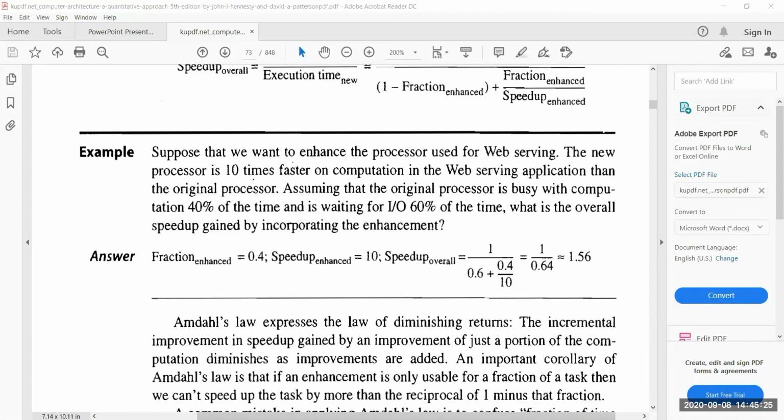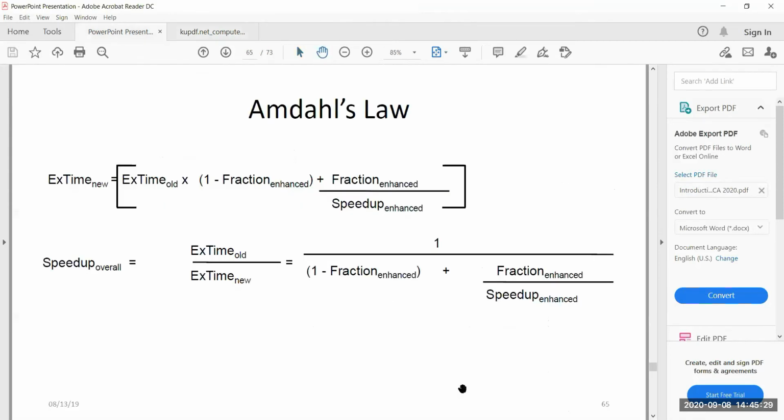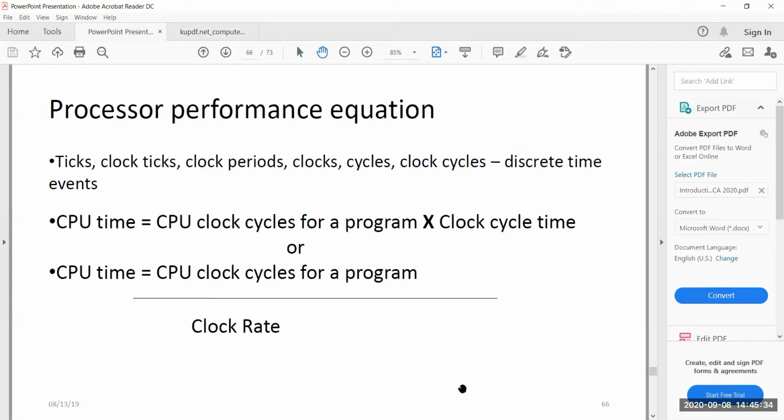So there are a few more exercises given at the end of the textbook. We'll just see after this one more topic, the processor performance equation. When it comes to processor performance, all the computers that are constructed run on a clock at a constant rate. And how do you identify that discrete time event? People call it by different names. We call it clock ticks, clock periods, clock cycles, clocks, ticks, and so on.